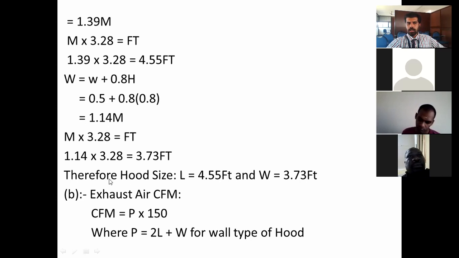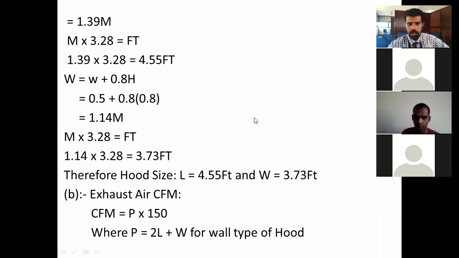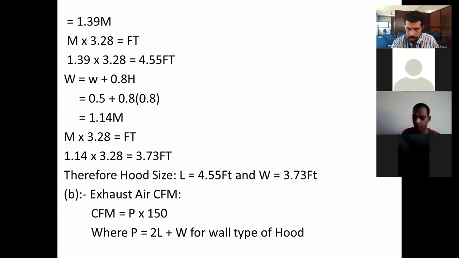So therefore the first one, kitchen hood size: the length and width of the kitchen hood is given. We have found it out, 4.55 and 3.73 feet. When you finish this, you just give a thumbs up. So I think this is clear for you. If you have any doubt, at last you can ask me, okay?